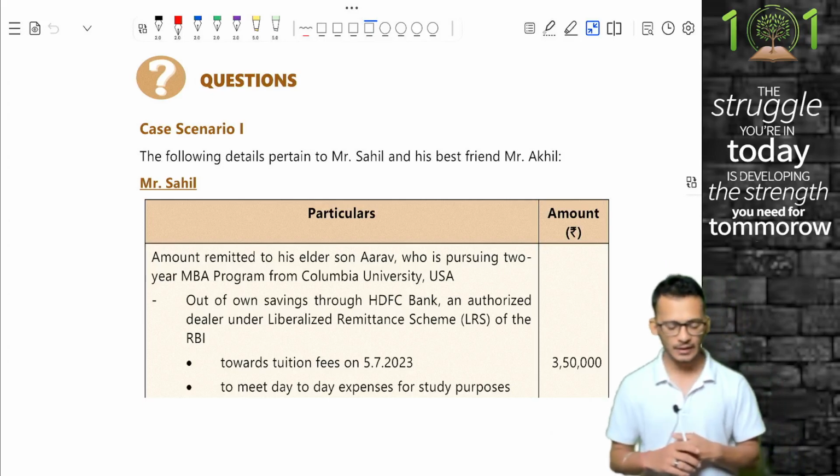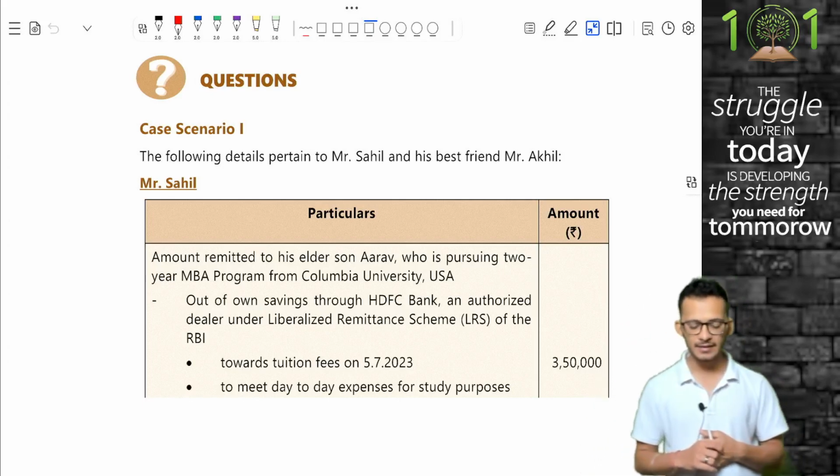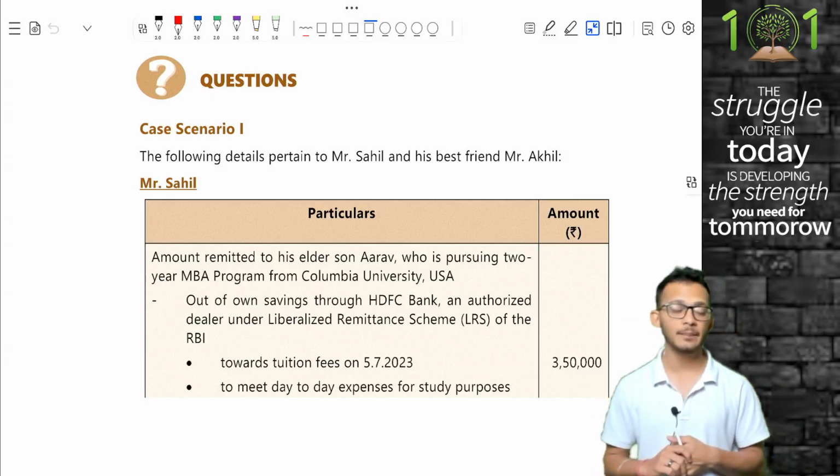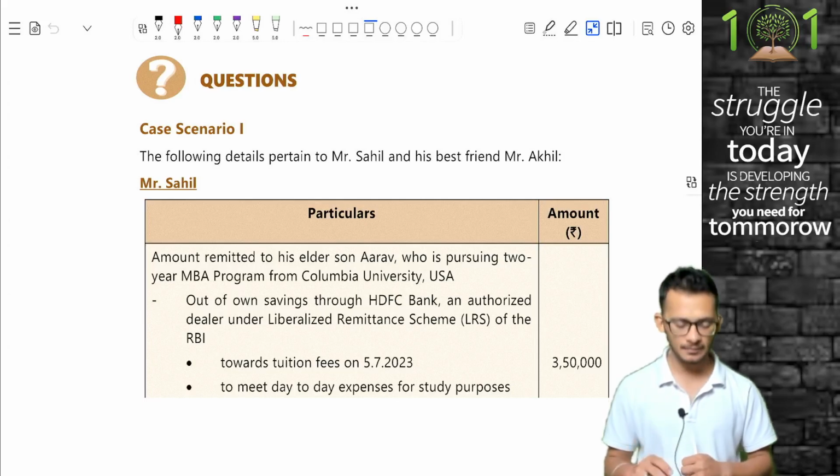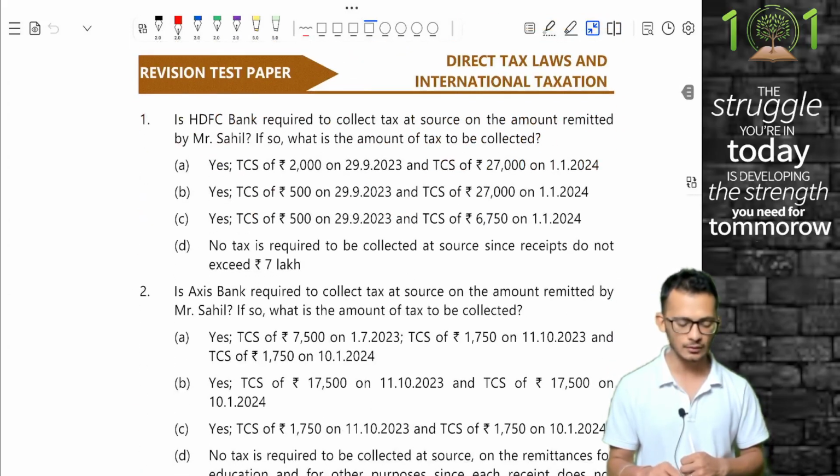We are looking at case scenario number 1. It says the following details pertain to Mr. Sahil and his best friend Mr. Akhil. Now, since we are doing an exam setup, I'm going to follow the same format. I'm not going to read the case study. I'm directly going to jump and see what the questions look like.